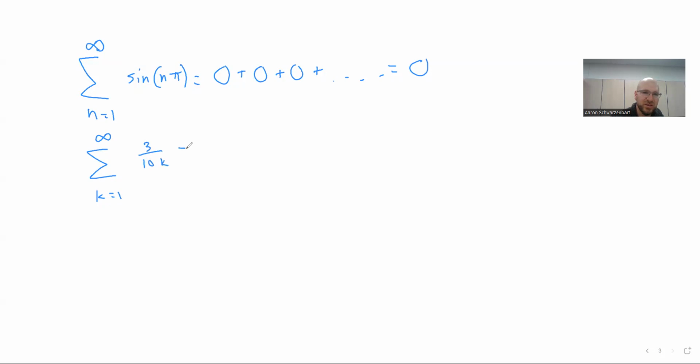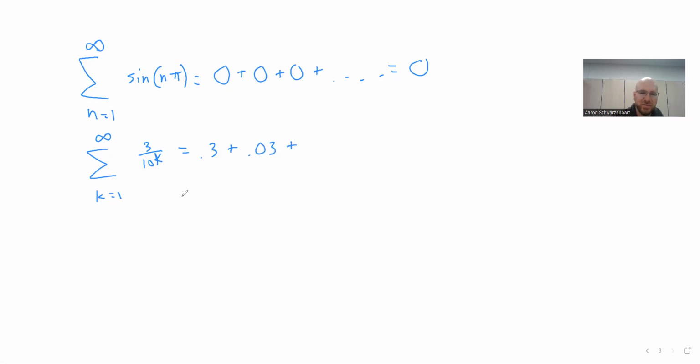So I start with 3 over 10, which is 0.3. Then 3 over 10 times 2 is 20. Nope, I wrote that wrong. 10 to the k. That's what I... 10 squared is 100, so 3 over 100 is 0.03.